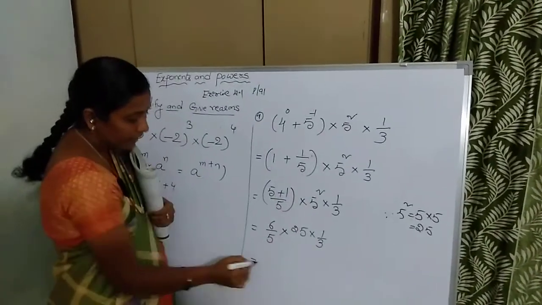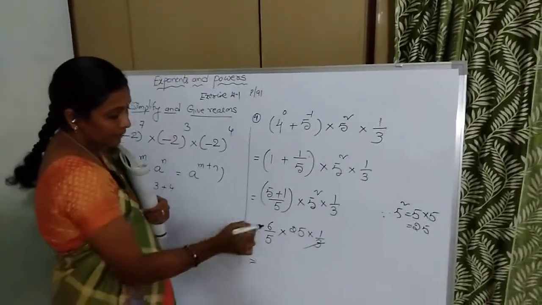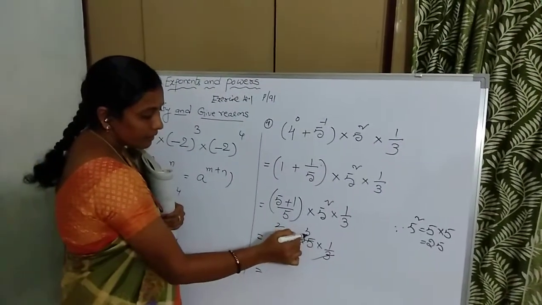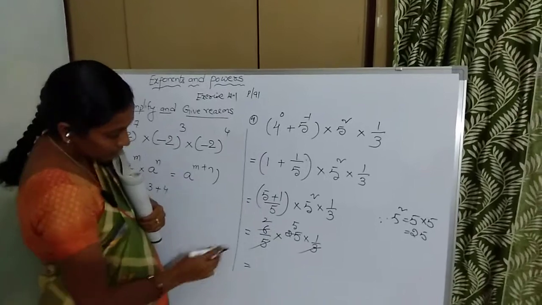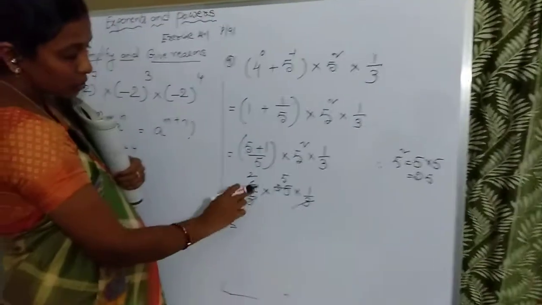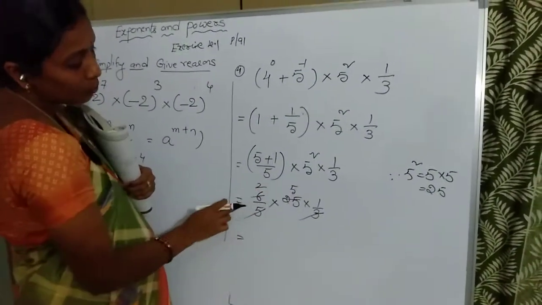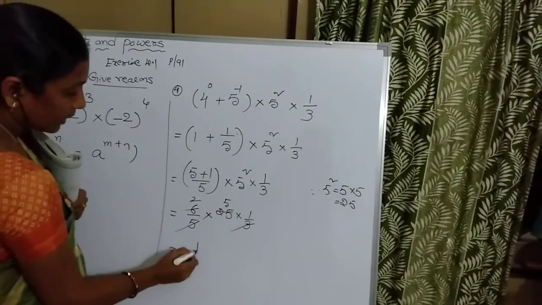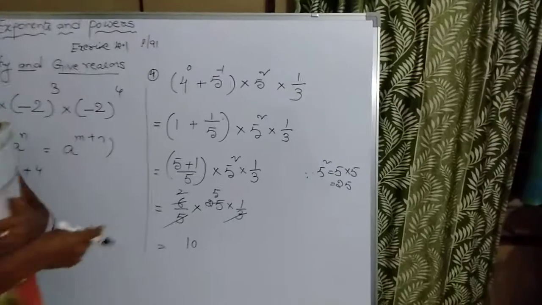So we can simplify the answer. 3 table can be cancelled: 6 is 3 into 2 times, and 5 table can be cancelled: 25 is 5 into 5 times. So there are no remaining terms in the denominator, so we can multiply the remaining terms in the numerator. 2 into 5, 2 5s are 10, 10 into 1 is 10. So this is the answer.